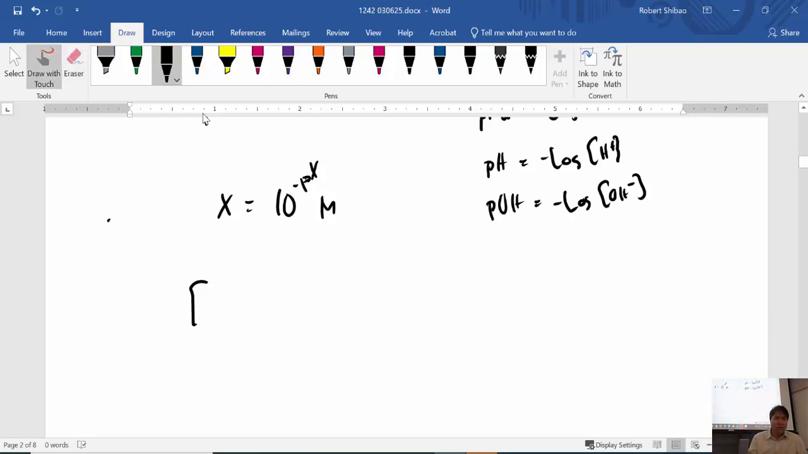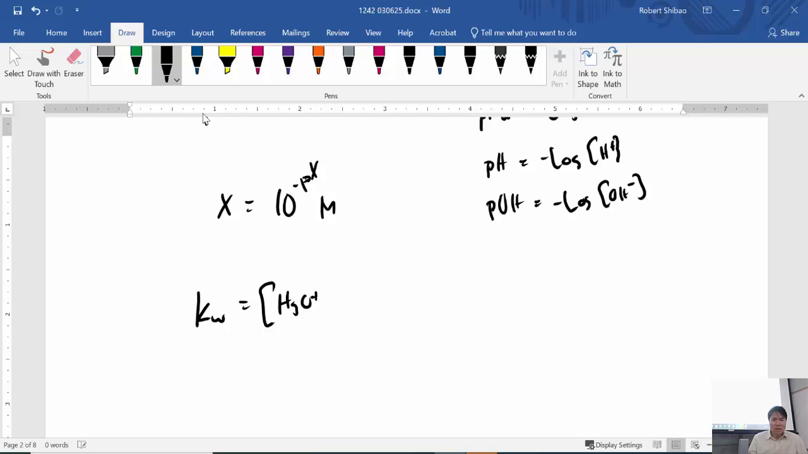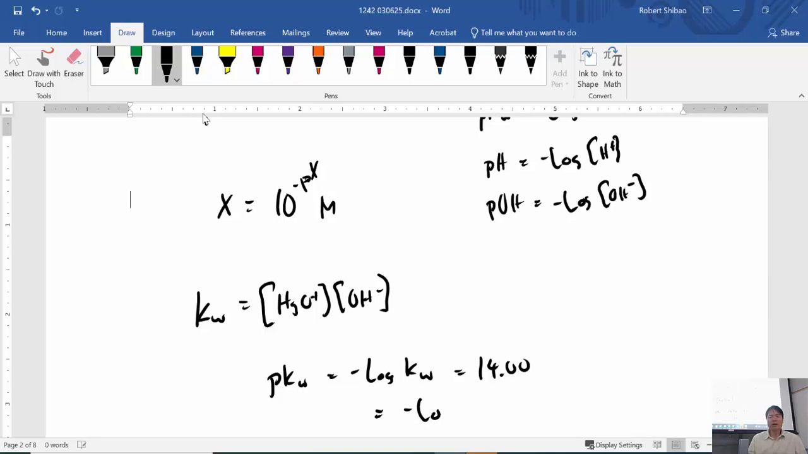Kw is equal to the hydronium ion concentration times the hydroxide ion concentration. And so we can do pKw and take advantage of the properties of logs. So the pKw is going to equal the negative log of Kw. The negative log of Kw is 14.00, which is equal to the negative log of the product of the hydronium ion concentration times the hydroxide ion concentration.